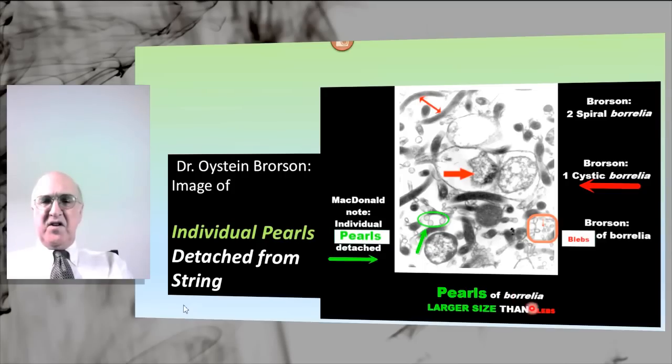Pearls are larger than blebs, and they may detach from the string, and they may be single units. So you may have to identify single pearls instead of strings of pearls when you're looking at blood smears under the right conditions.